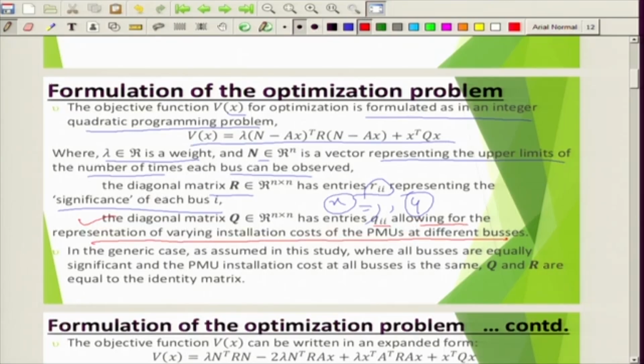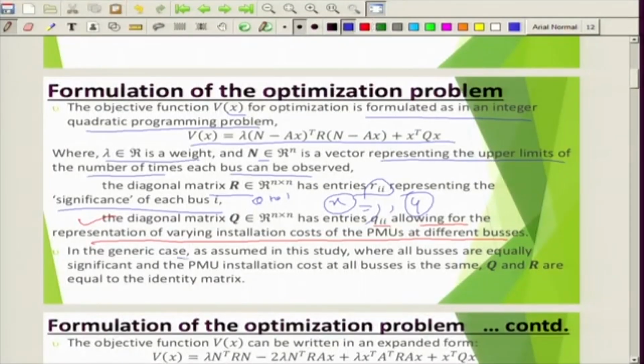So diagonal matrix Q indicates the cost associated with the PMU, and diagonal matrix R indicates the weightage of these buses. The weightage could vary from 0 to 1, or you can simply mention, let us say, a specific bus at which if you place the PMU, it can help to observe, let us say, 10 buses. So the number of entries would be 10. For another bus, if you place a PMU there, you can observe, let us say, 5 buses. So the entry would be the digit 5 there. It is decided like that.